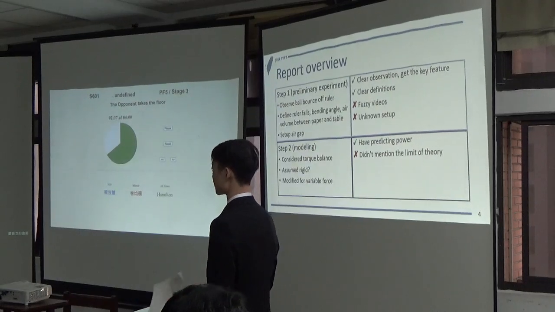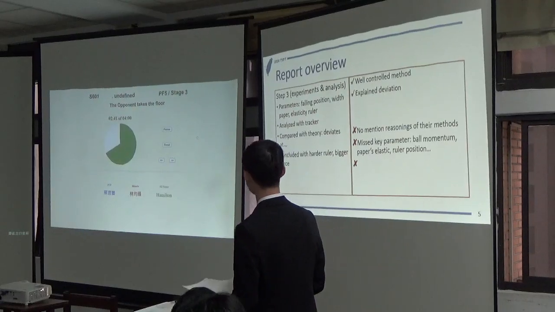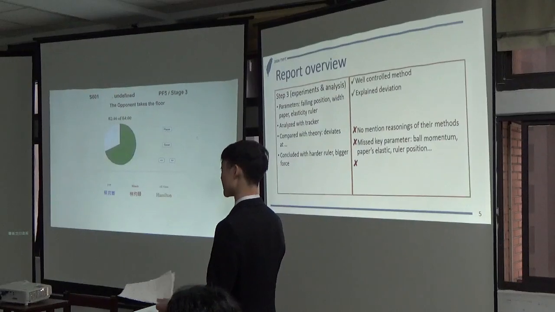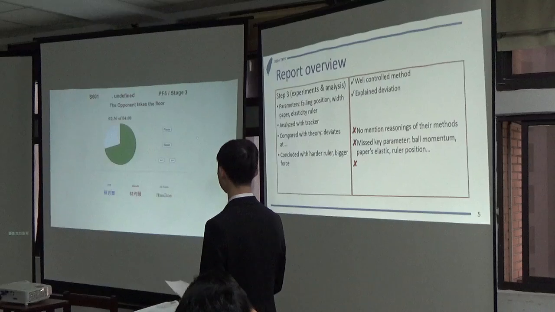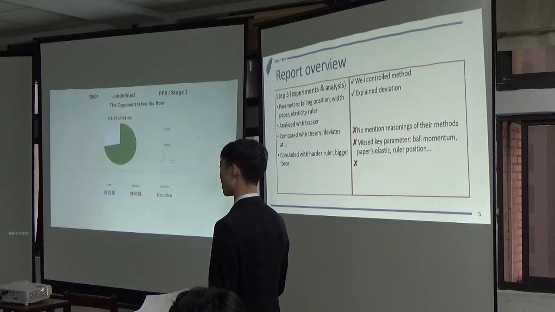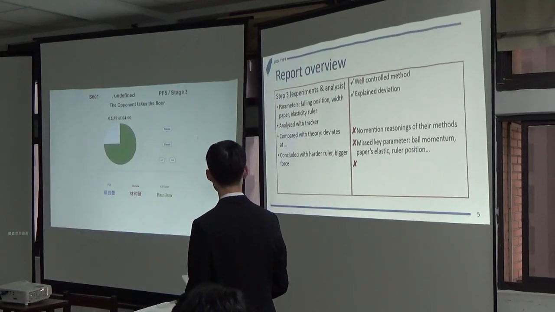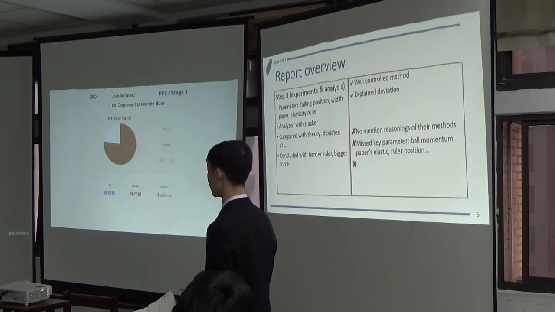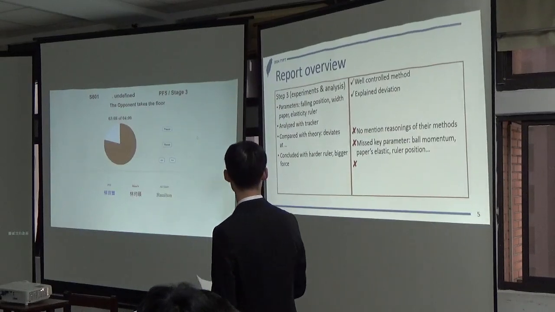That's a concern. Okay, as for the experiments and analysis, we remember that you varied parameters such as falling position, the width of the paper, and the elasticity of the ruler. But we don't think you defined the elasticity of the ruler very clearly, and you analyzed it with Tracker, and you made v-t graphs of the falling process. You compared your experiments with your theory and concluded that with the ruler getting harder, the bigger the force needed to get it off the table.